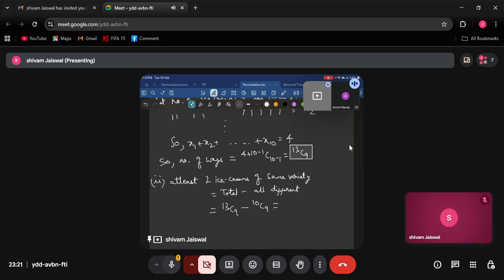So this will give us how much? 13C9, the value is 715, minus 210. This will give us how much? 505.